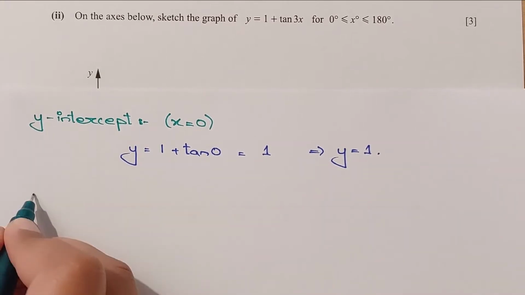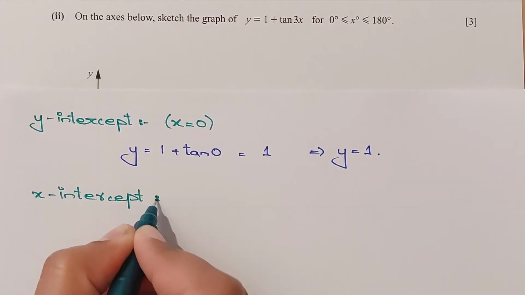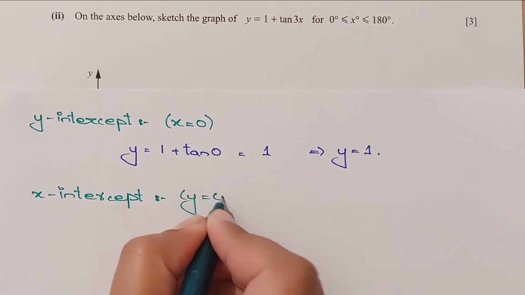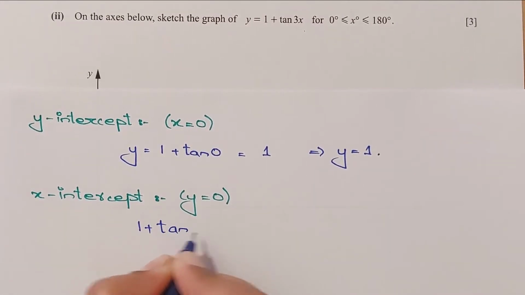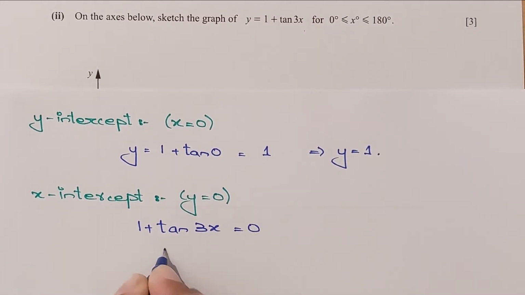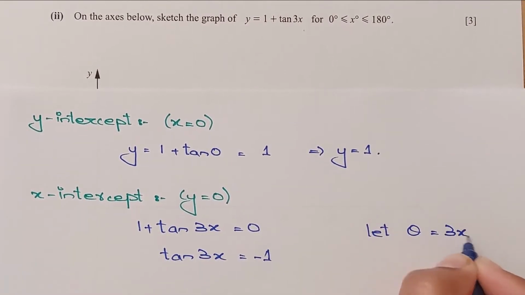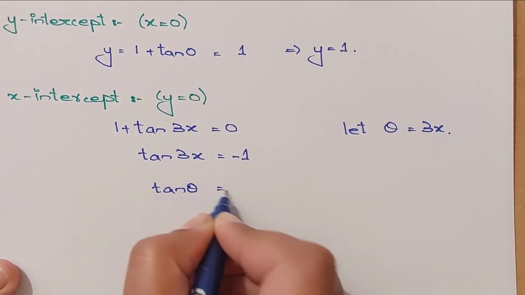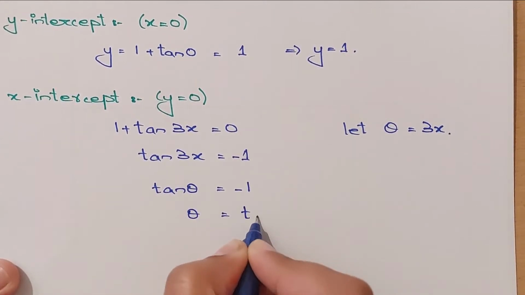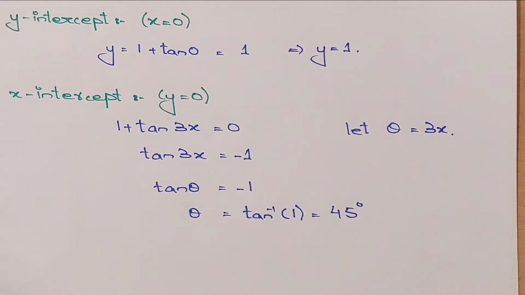So the y-intercept is equal to 1. Next, let's find the x-intercept. For the x-intercept, let me put y equals 0. So 1 plus tan 3x equals 0 and tan 3x equals minus 1, and let theta equal 3x. From here we can say tan theta equals minus 1 and theta equals tan inverse of 1. This is 45 degrees.